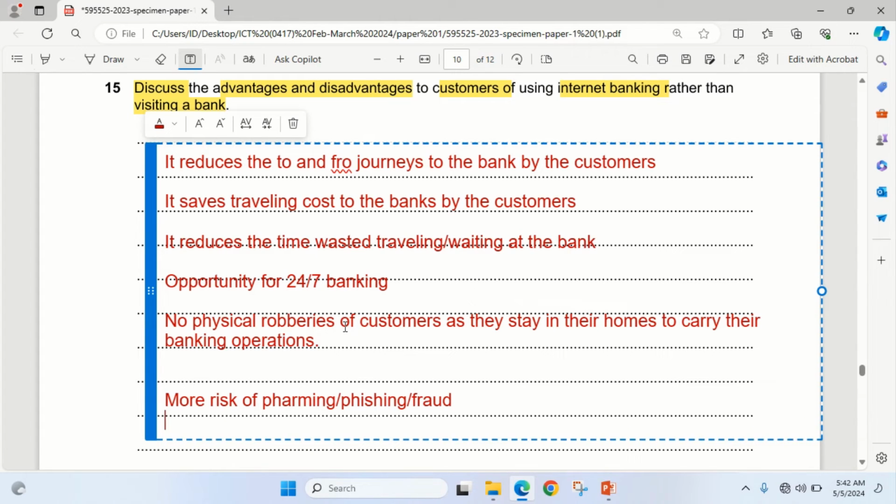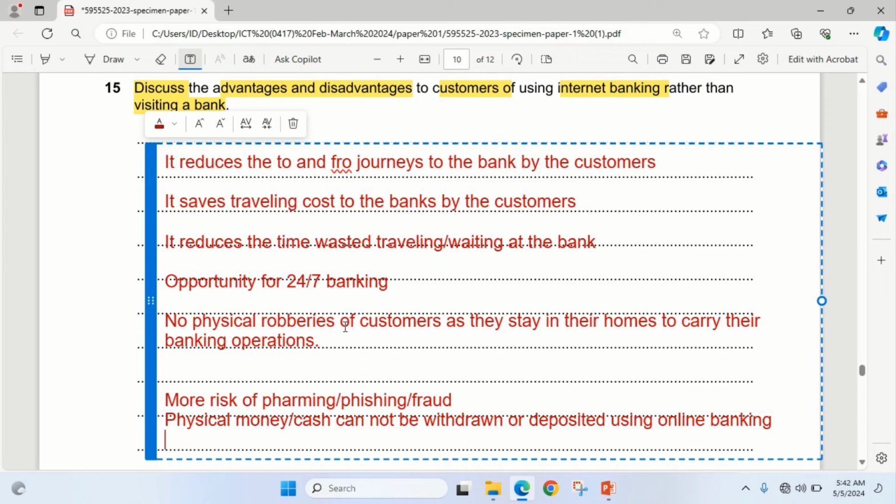Another disadvantage they may have is that physical cash cannot be deposited or withdrawn using online. So if they have to do physical withdrawal or deposit, physical money or cash cannot be withdrawn or deposited using online banking. So that's a challenge for them.